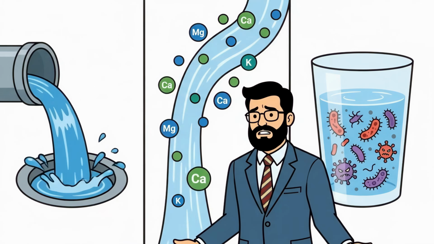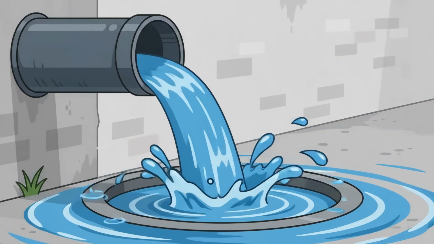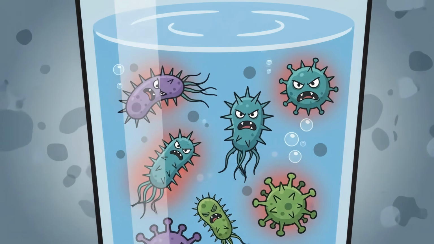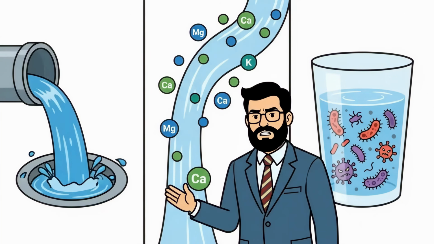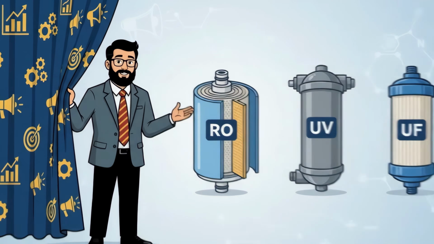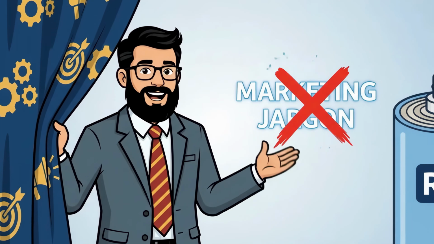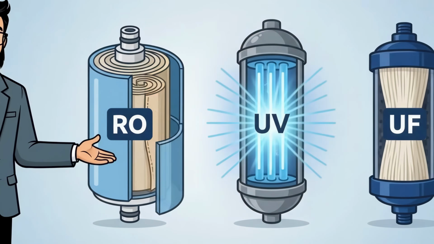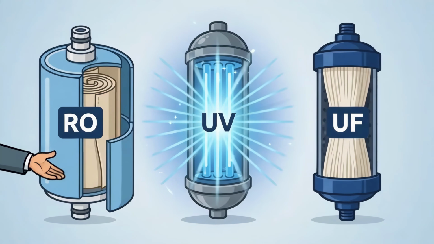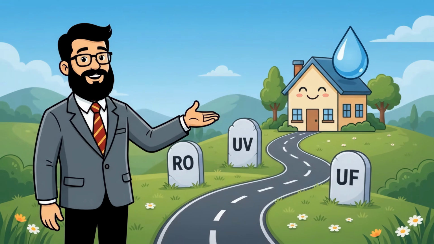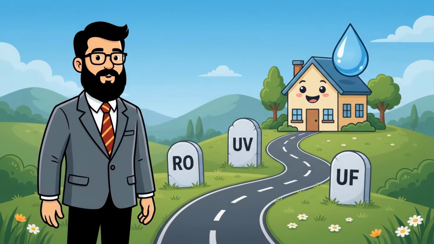If you choose the wrong system, you might end up wasting thousands of liters of water every month, stripping away essential healthy minerals, or worse, failing to eliminate dangerous contaminants. Today, we are going to strip away the marketing jargon and look at the actual science behind the three major water purification technologies: reverse osmosis, ultraviolet, and ultrafiltration. By the end of this guide, you will know exactly how they work, how they differ, and precisely which one you need for your home.